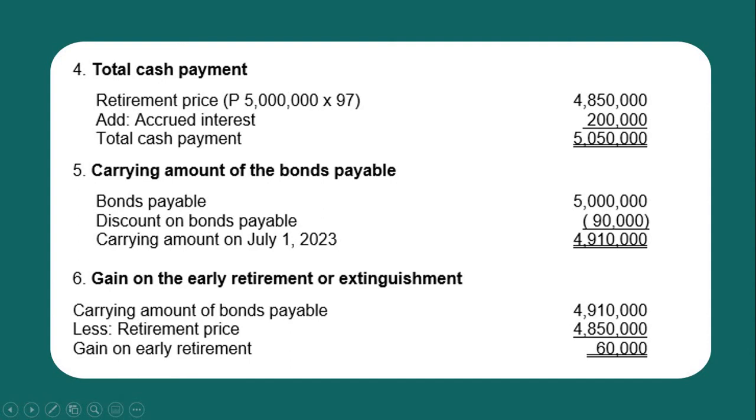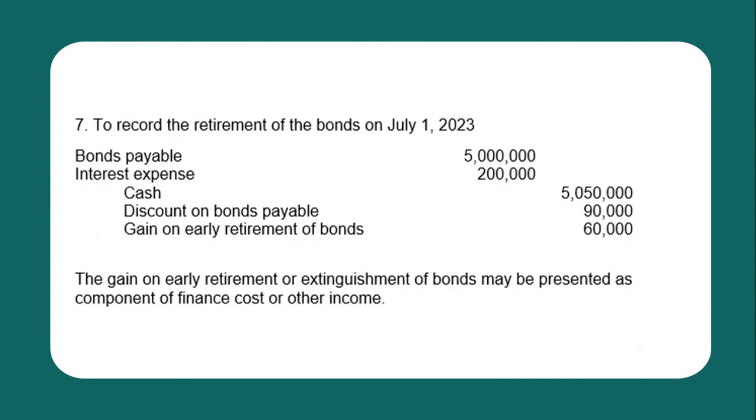So after this, all of the figures determine ato siyang i-record. So ang recording will be debit. Okay, i-close na to ang bonds or the bond payable account and its related account, which is the discount on bonds payable. So debit bonds payable 5 million and the amount of accrued interest will be debited to interest expense 200,000. And credit cash equal to the total cash payment, 5,050,000, and close the discount on bonds payable by crediting it into 90,000, and credit the gain on early retirement of bonds, 60,000.